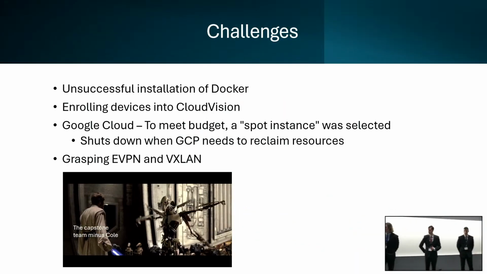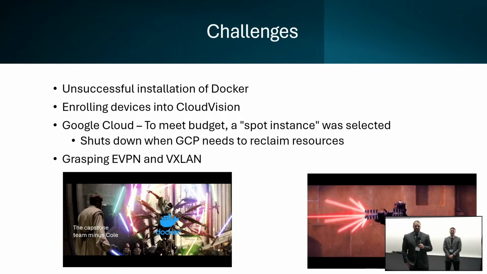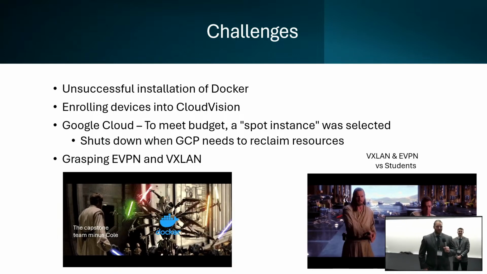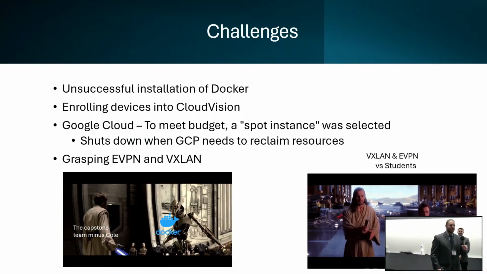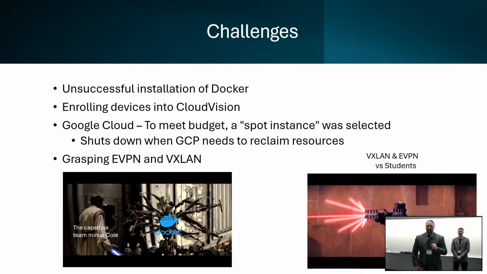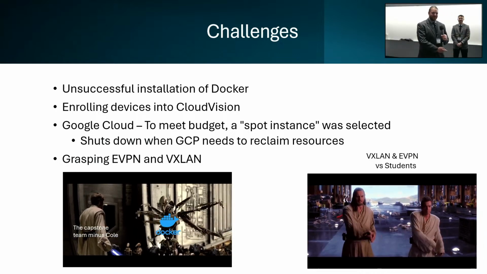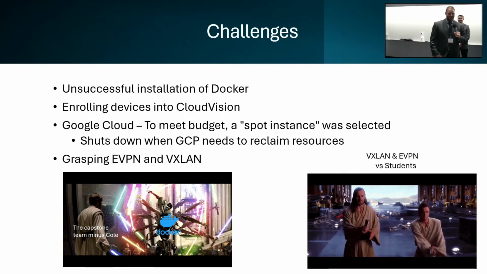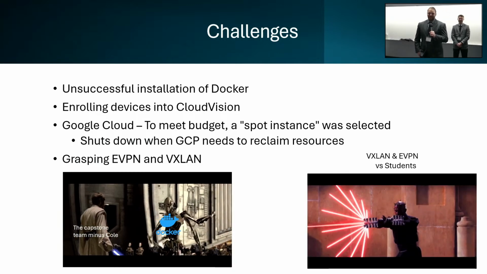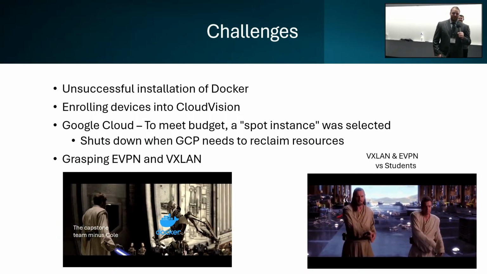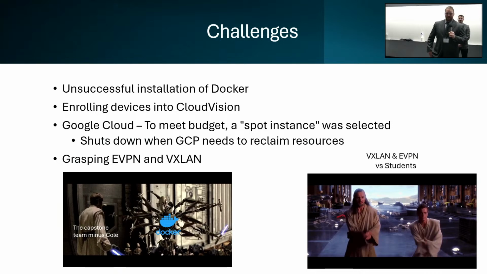So next I'm going to be talking about some of the challenges that we faced as a team. At the beginning of our project, some of the issues we had were installing Docker. In order to use Container Labs, which hosts our topology, we had to install Docker. And for some reason, we were all following the same steps, but Cole's worked and ours didn't, which is frustrating. But we eventually troubleshot that and sorted it out. And then we had some issues with enrolling devices into CloudVision. We had a name server issue, troubleshot that, figured that out.